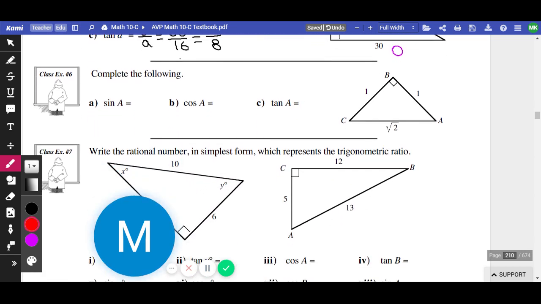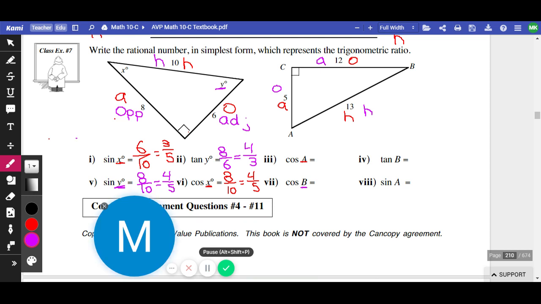Awesome. I want you to try example 6 on your own. Don't worry about reducing it or anything like that, just write the fractions. Okay, so try to write all 3 ratios. If you need to, use SOHCAHTOA to help you remember what sides are divided by what. But try the whole question on your own.